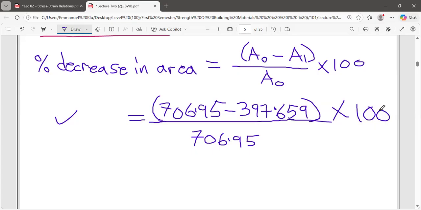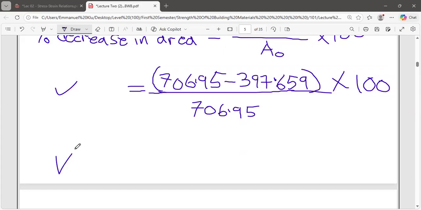So 706.95 minus 397.659, close the bracket. Bring your cursor down, 706.95. You can shift the cursor to the right side. I'm done punching mine. What are you getting? 43.75. Exactly. So that is the answer we should all be getting.